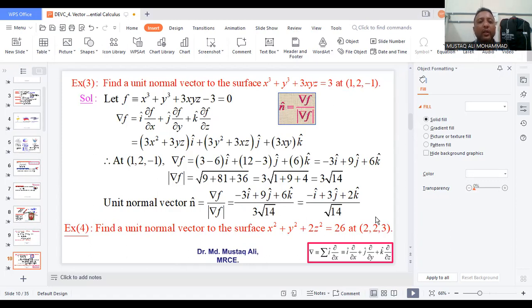This is about the unit normal vector to the surface. You can find it by using the same formula. First of all, you have to find del f and magnitude of del f. How do we get the unit normal vector? Del f by magnitude of del f gives us the required unit normal vector of the given surface at the given point 1, 2, minus 1. We have to substitute 1, 2, minus 1 for the xyz values at the end of the problem. Then you get the required unit normal vector.